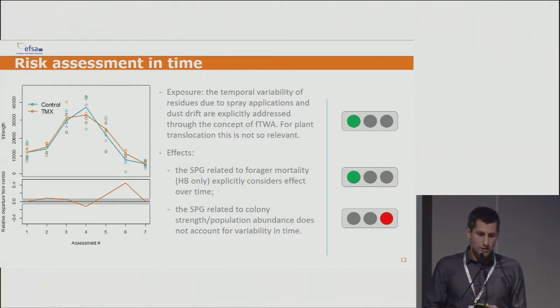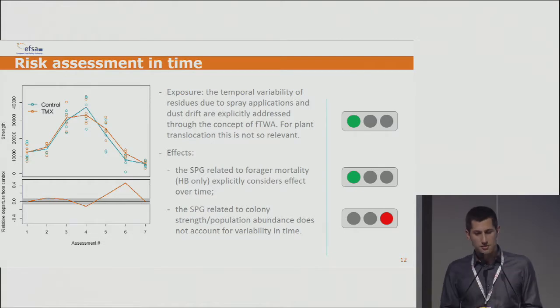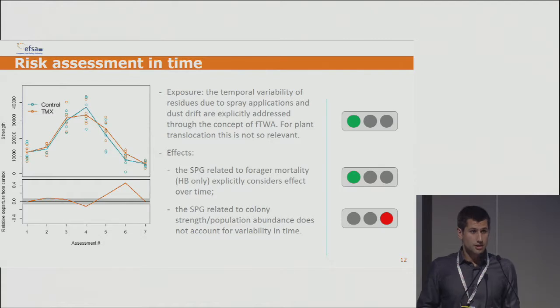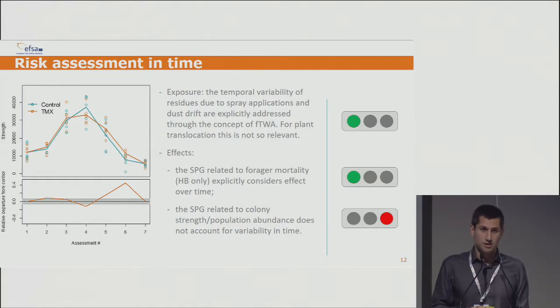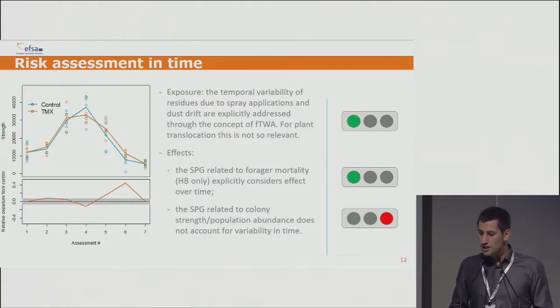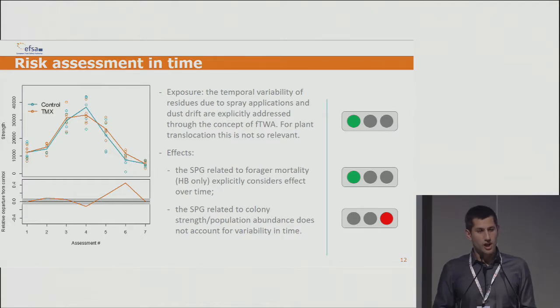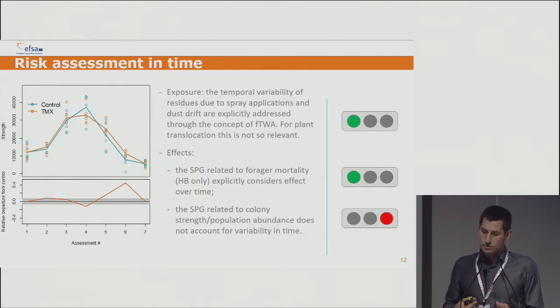For the effects, again, we have to split the discussion in two main components of the specific protection goal. For what concerns forager mortality, which is really applicable only for honeybees, there is an explicit consideration of time in the assessment of the effects. While for the specific protection goal for colony strength and population abundance, there is not really an explicit consideration of time, and that is also quite problematic when you consider that these parameters are actually quite variable in time, and therefore, to really assess an effect, not having a definition of a time frame is quite complicated.